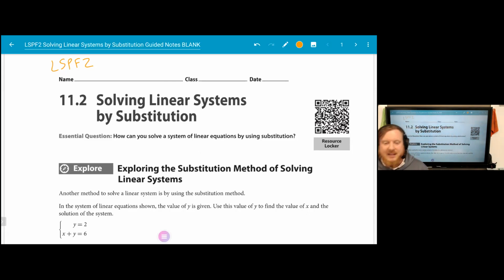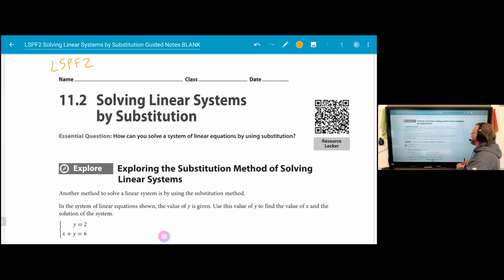Now, what exactly does that mean? What does substitution mean? Substitution is exactly what you think it is. You take something and put it in place of something else. You substitute something in for something else. So what does that look like mathematically? I think that's a great question. I'm going to skip this first page and go right to the main part.